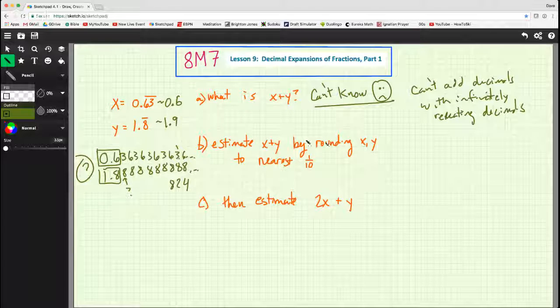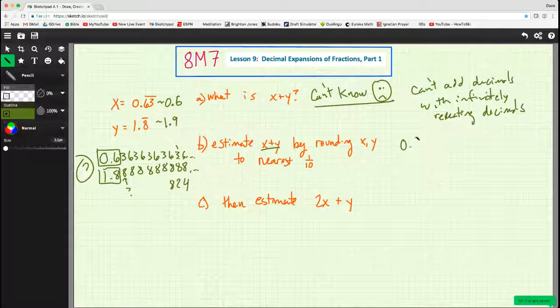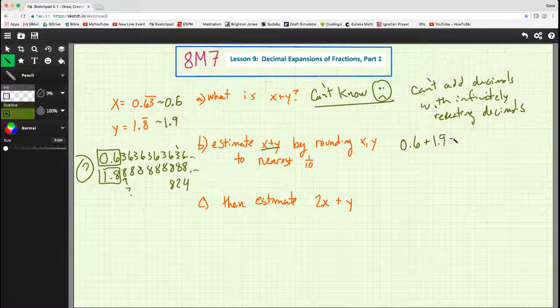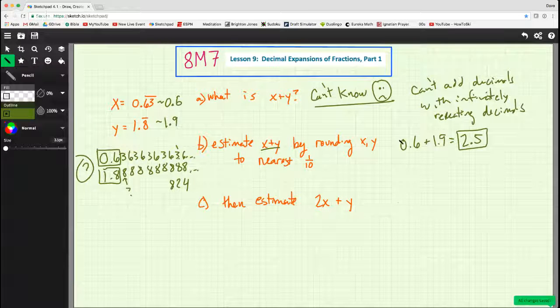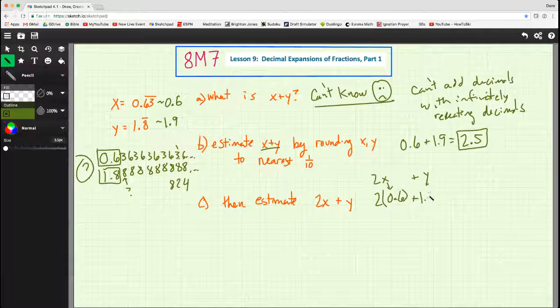So now let's estimate x plus y. Well, that's 0.6 plus 1.9, and that's equal to about 2.5. So that's our estimate. Now we're going to estimate 2x plus y. Well, 2 times x is 2 times 0.6. We just plug in our x, right? 2x plus y. Put our x in, we put our y in, plus 1.9, and we get 1.2 plus 1.9, and we get 3.1.